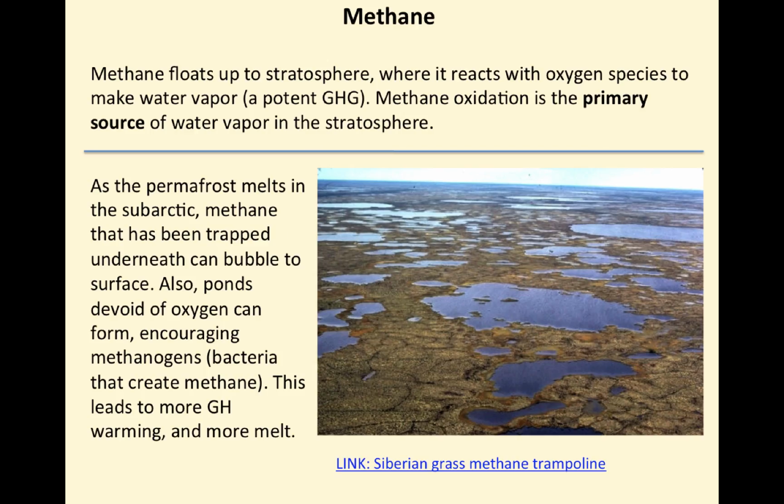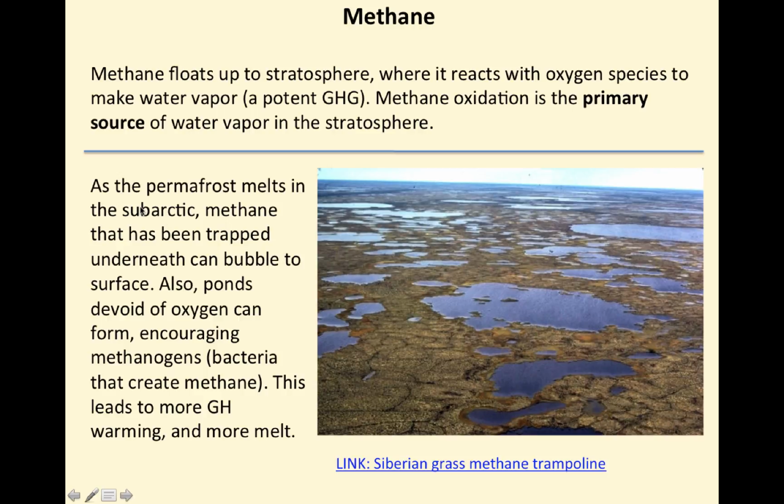Methane has a pretty short lifetime compared to CO2. Methane readily reacts with oxygen in the atmosphere, so you usually have to have quite a bit of a source in order to get a reservoir of methane built, because the sink of methane is quite quick. The other thing it can do is float up to the stratosphere, where again it reacts with oxygen, and it makes water vapor up there, which again is a potent greenhouse gas. Methane oxidation is the primary source of water vapor in the stratosphere, actually. So this is where the stratosphere gets most of its water vapor.